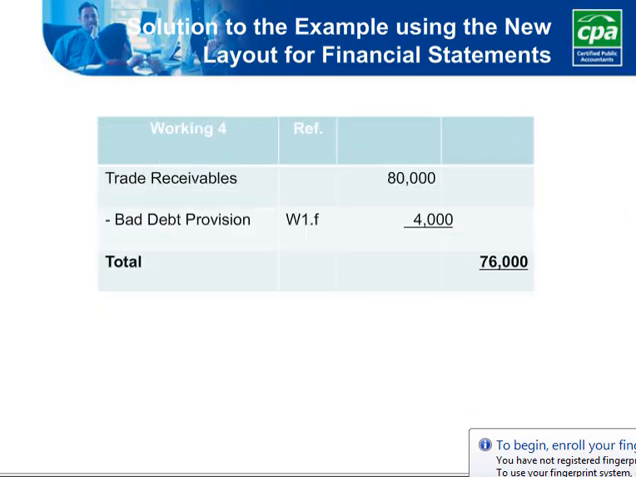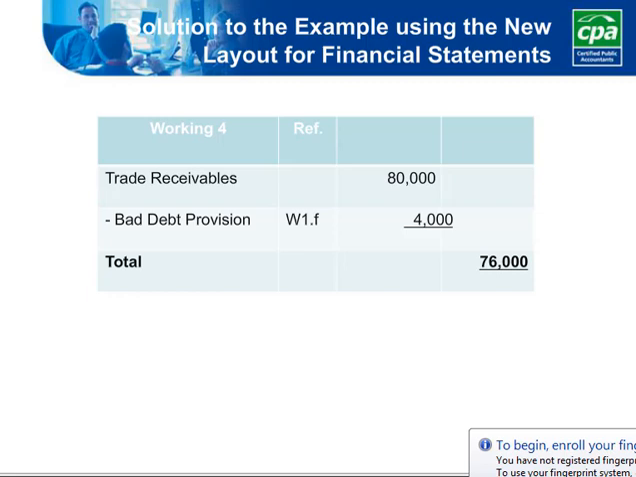Our last working is a straightforward working in relation to trade receivables, and all we're doing here is taking off the bad debt provision which we calculated in working 1.F of 4,000 and taking that from the trade receivable figure in the trial balance of 80,000, giving a net figure which will appear in the current assets section of the statement of financial position of 76,000. These workings will make even more sense in questions with more detailed aspects to them, so I would recommend people seriously consider having these workings in a neat and presentable manner when they are in the exam.